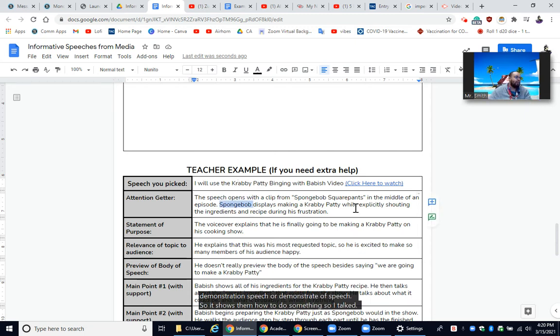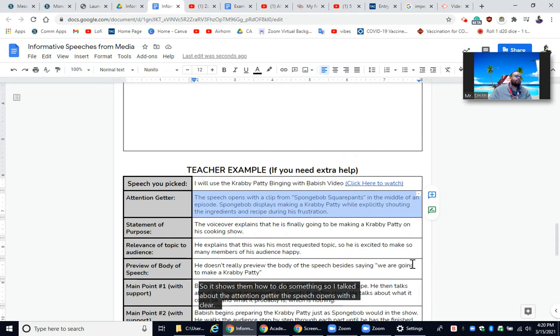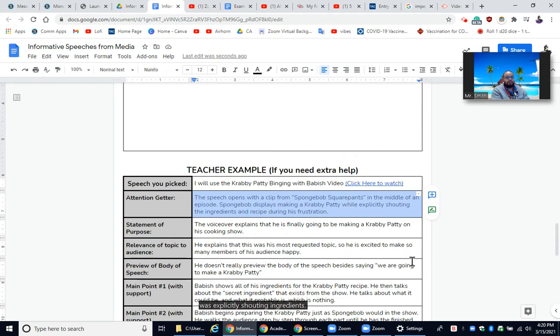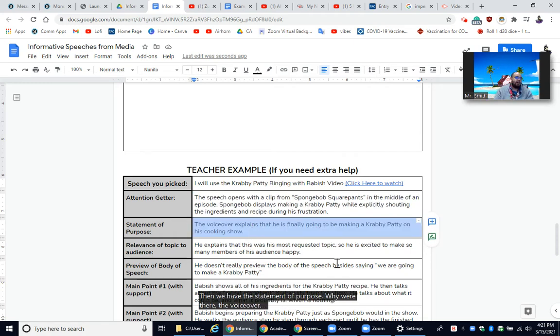So I talked about the attention getter. The speech opens with a clip from SpongeBob SquarePants in the middle of an episode. SpongeBob displays making a Krabby Patty while explicitly shouting ingredients and recipe during his frustration. So that's what the YouTube video does to get the audience's attention. Then we have the statement of purpose, why we're there. The voiceover explains that he is finally going to be making a Krabby Patty on his cooking show. The relevance of topic to the audience.